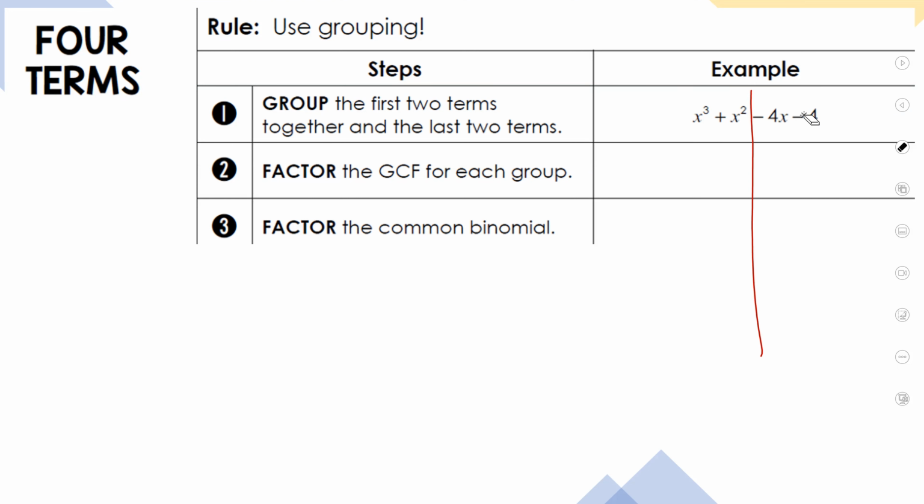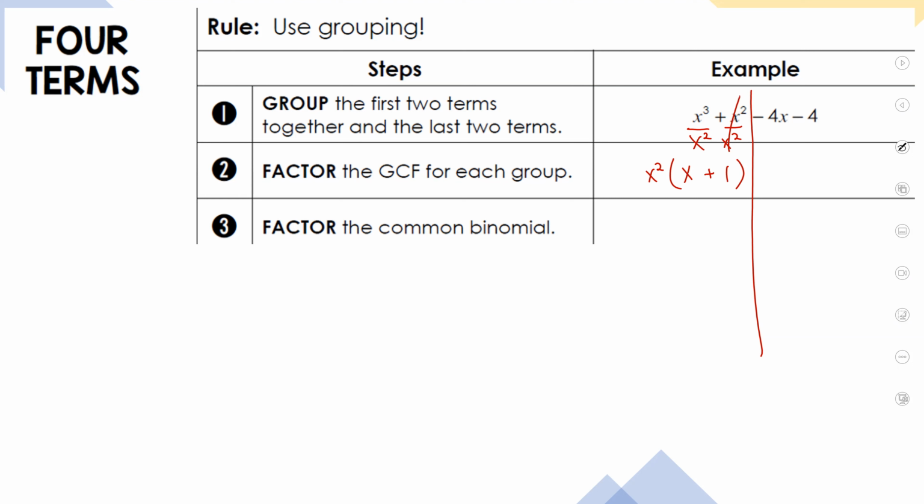Okay, step 2, factor the GCF for each group. So guys, for this group over here, what is the GCF? X squared. Good. So we're just doing what we already know. X squared goes on the outside. What's left? Plus 1. Those cancel. You're just left with 1.